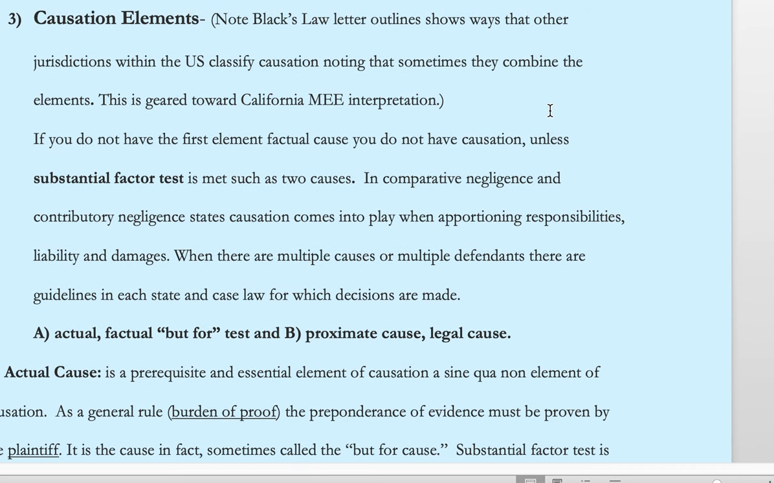The continuation of torts and a discussion on causation.